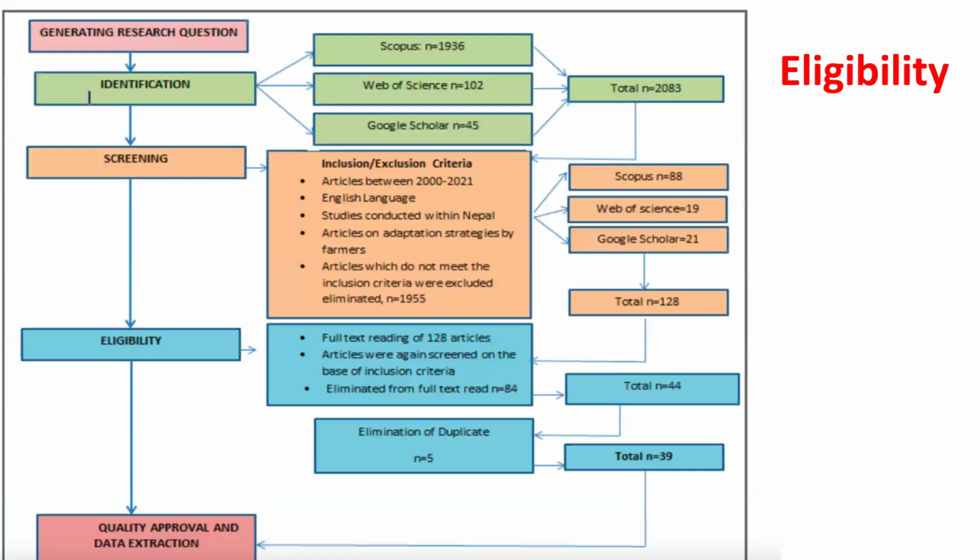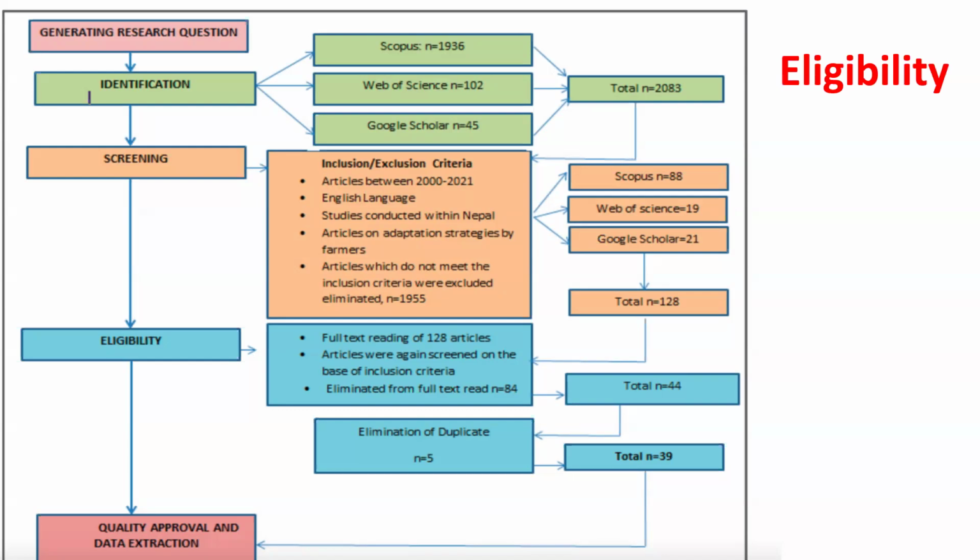So, in this framework, this is generally a flow chart. Identification: in Scopus, how many; Web of Science, how many; Google Scholar, how many articles, you have to note down. In the screening phase, why you include and what you exclude, you have to write those. And how many articles are coming up, you have to show in the figure.